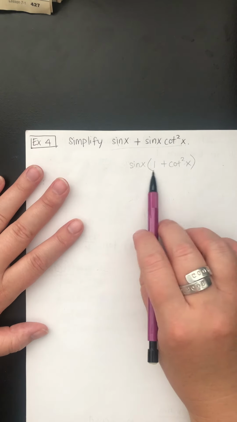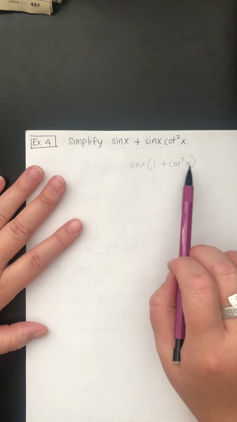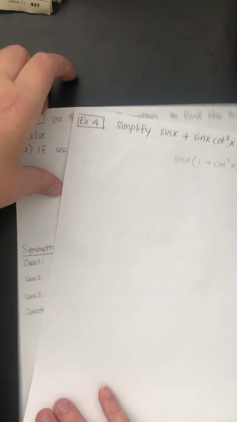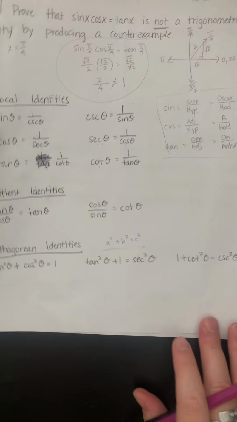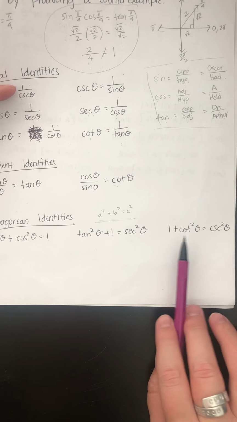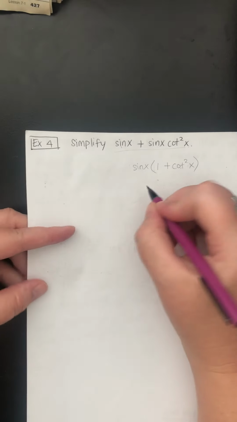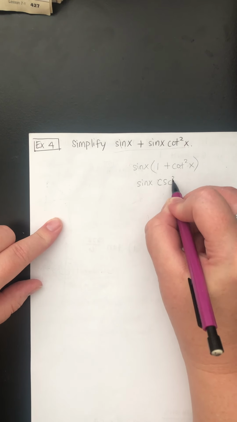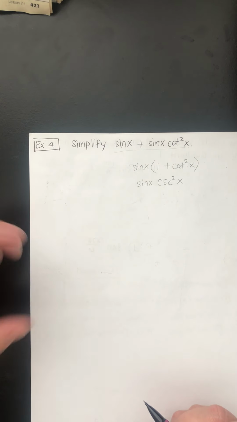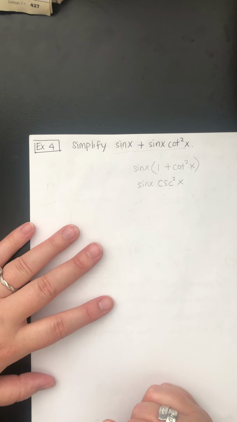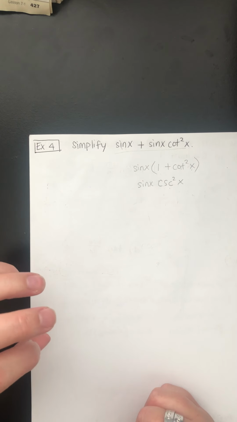Now this looks like a Pythagorean identity because there's a 1 in there and there's a function that's squared. So the 1 plus cotangent squared right here is the same thing as cosecant squared. I'm going to replace this with cosecant squared. Okay, so we have sine of x times cosecant squared x. So I just replaced 1 plus cotangent squared with cosecant squared x. Now, it's not simplified quite yet.